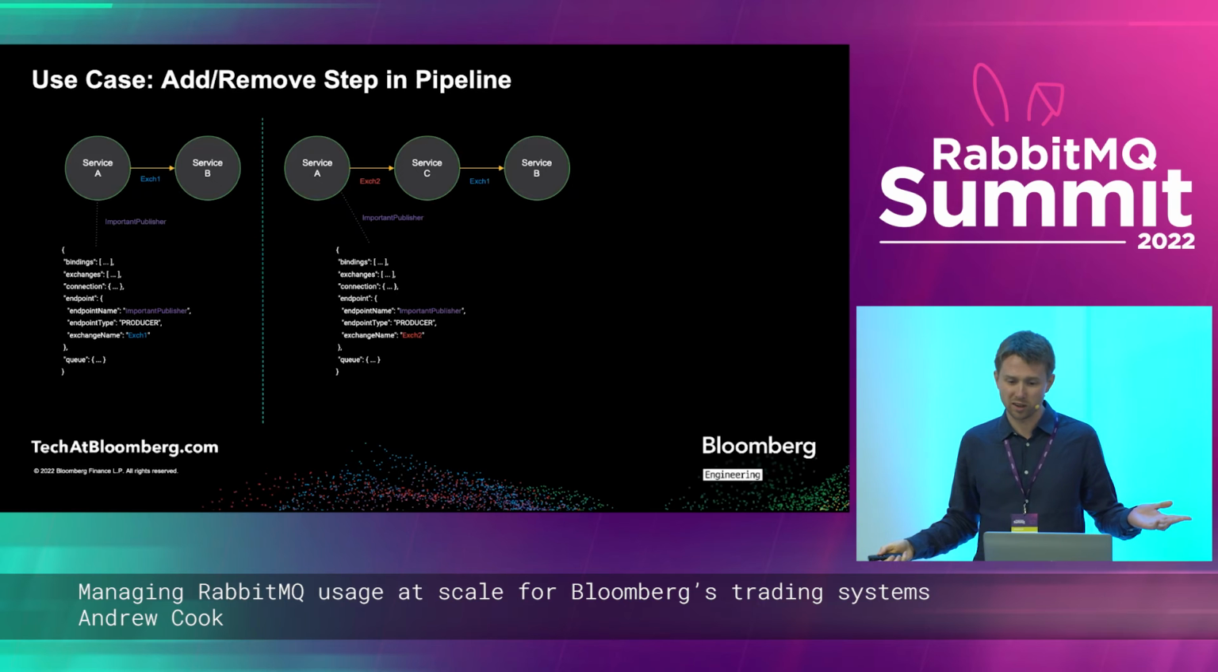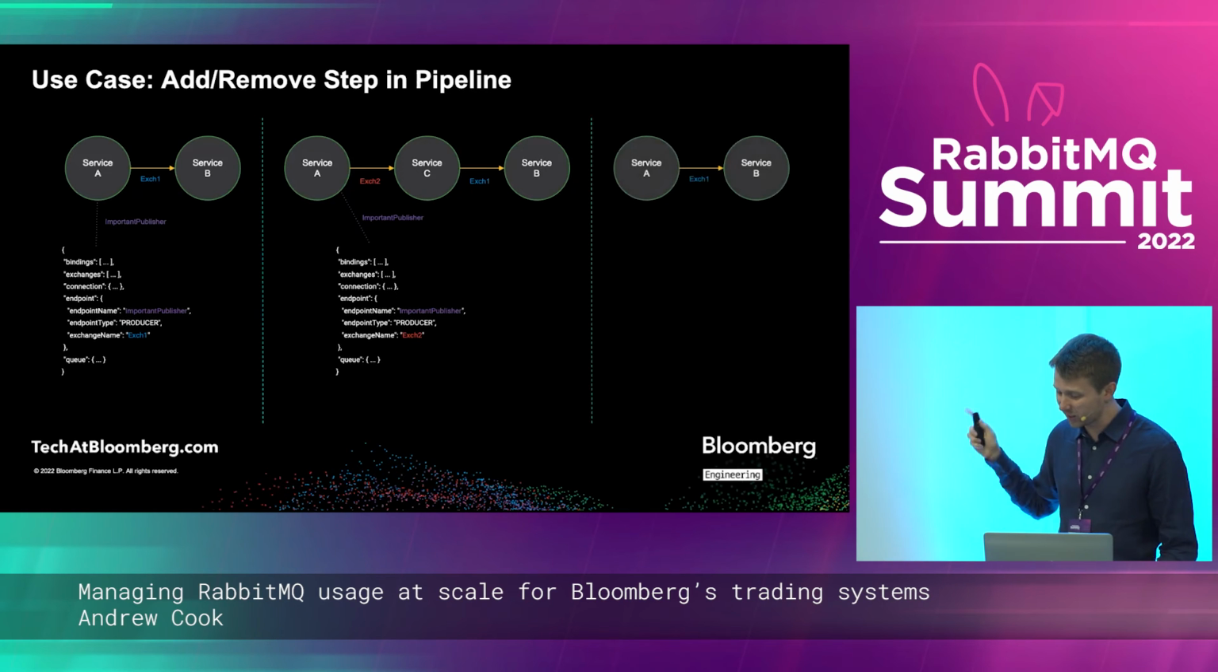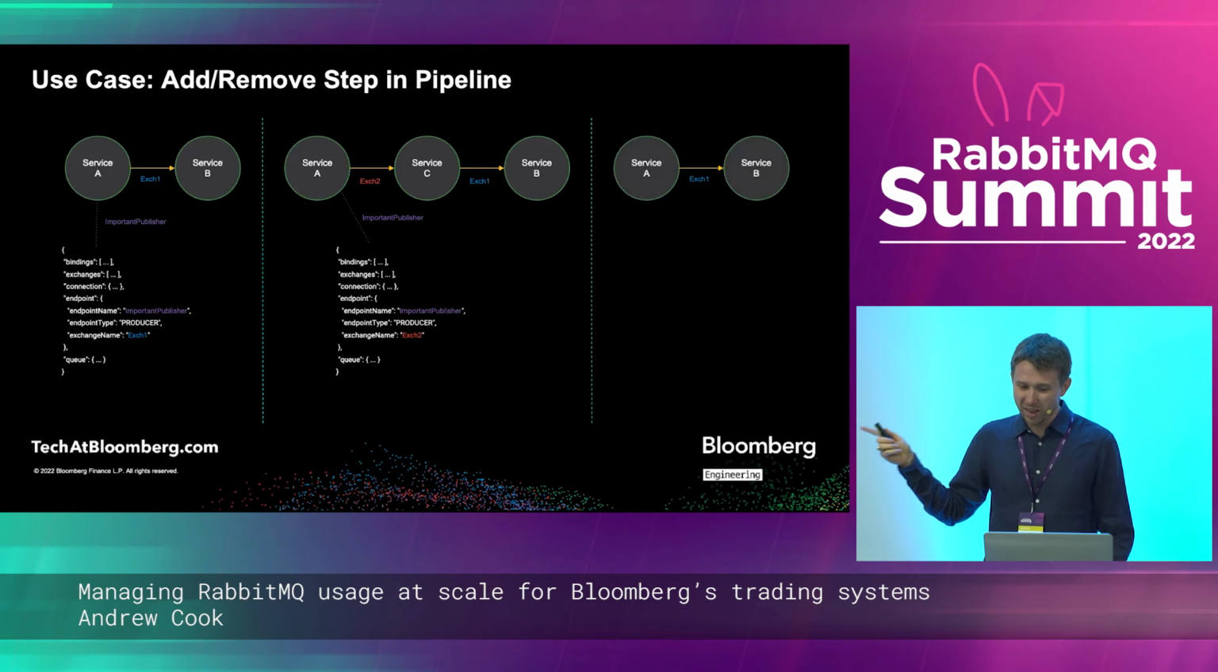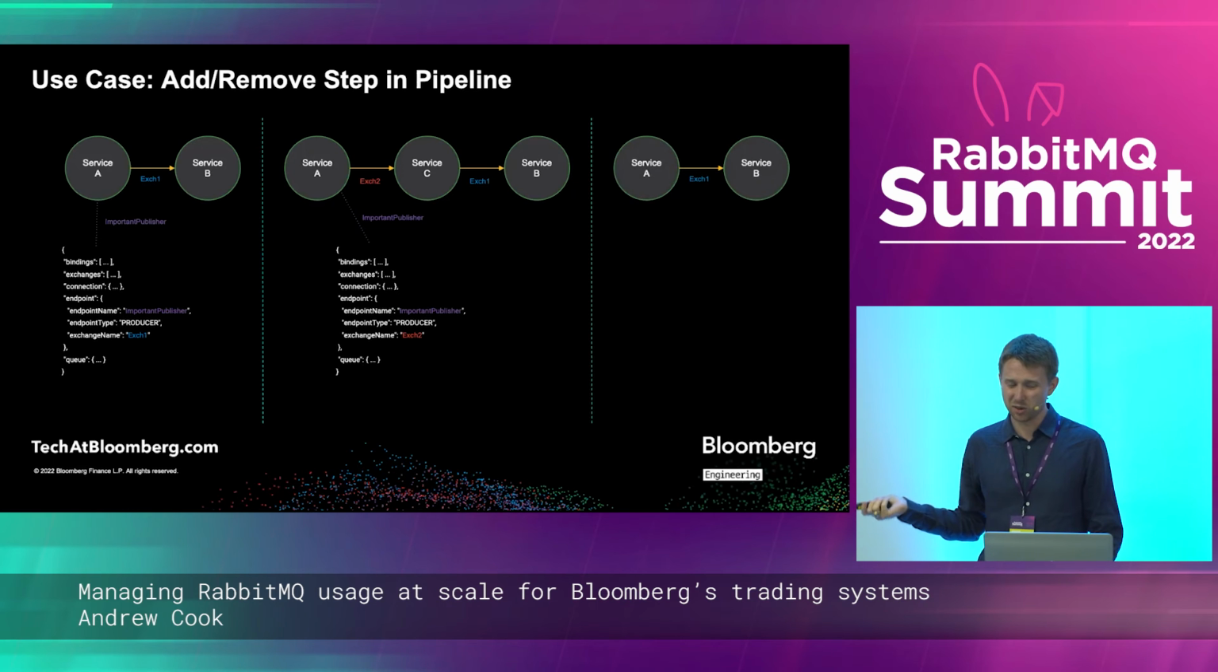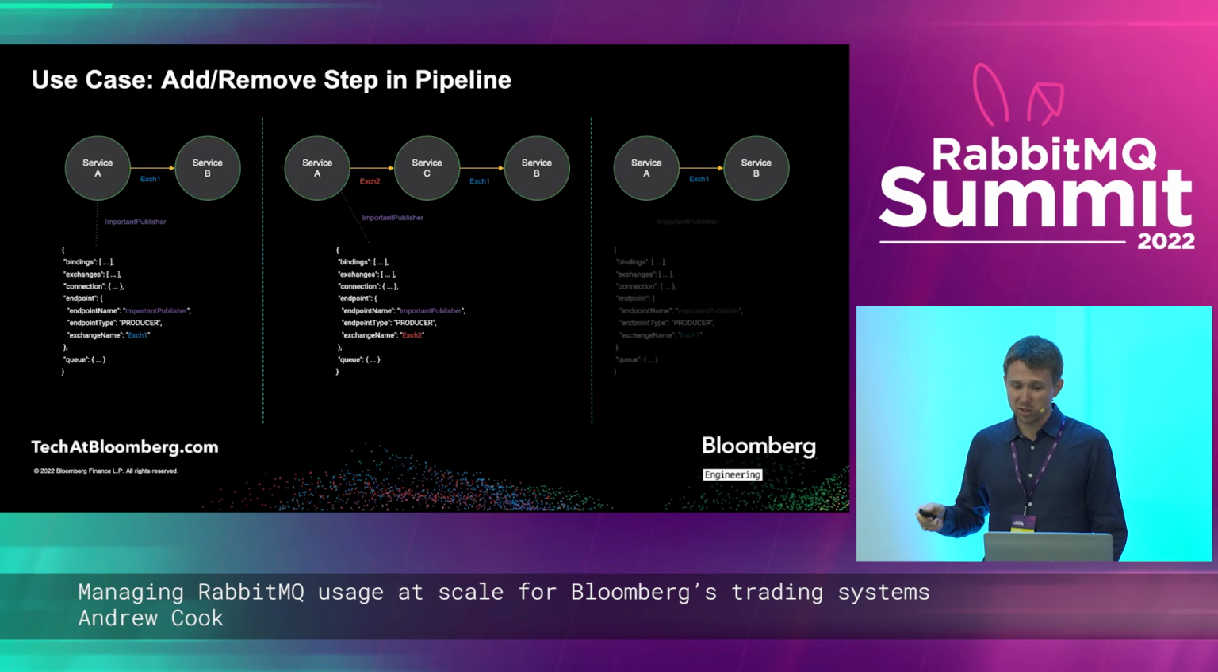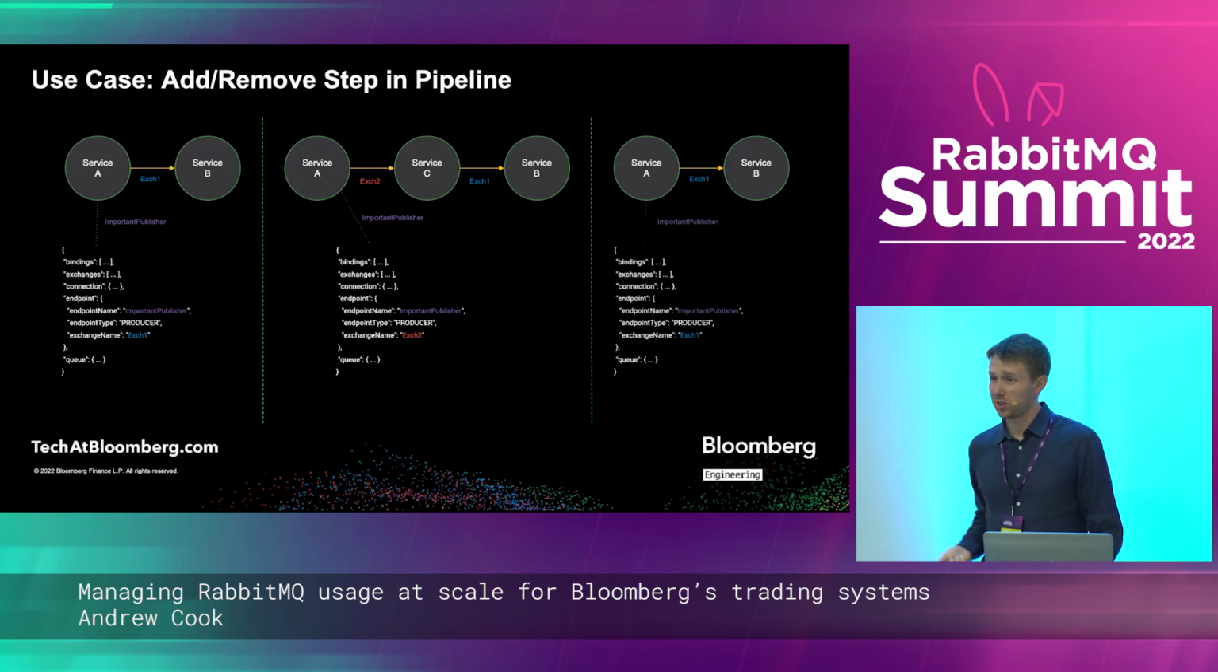No code change needed. And this did actually happen, by the way. Then let's say you want to take out that step, you realize you don't actually need the event store or something like that, you can just do the same change in reverse. Just change it back to exchange1.